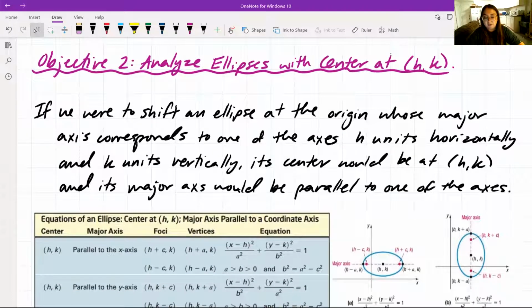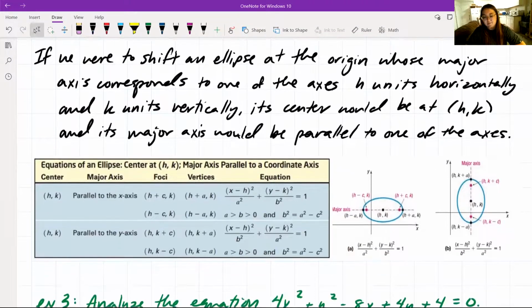Then objective 2, we want to analyze ellipses with centers at h comma k. So if we were to shift an ellipse at the origin whose major axis corresponds to one of the axes, h units horizontally and k units vertically, its center would then be at h comma k and its major axis would be parallel to one of the axes. So your major axis would now not be along the x or y axis, but it would be parallel to the x or y axis.